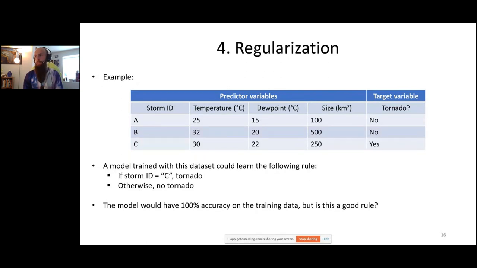So if you look at this tiny table, we have some predictor variables that have actual physical meaning, like temperature and dew point. But you could learn a relationship, like if the storm ID equals C, there's going to be a tornado, and if the storm ID equals A and B, there's not going to be a tornado. Obviously, since storm ID isn't a physically meaningful quantity, that's a rule that's probably not going to generalize to new data. When your storm ID is C, you're probably not going to always get a tornado. So the model would end up having 100% accuracy on the training data, in this case, the tiny training set that only has three storms. But this probably isn't a very good rule.